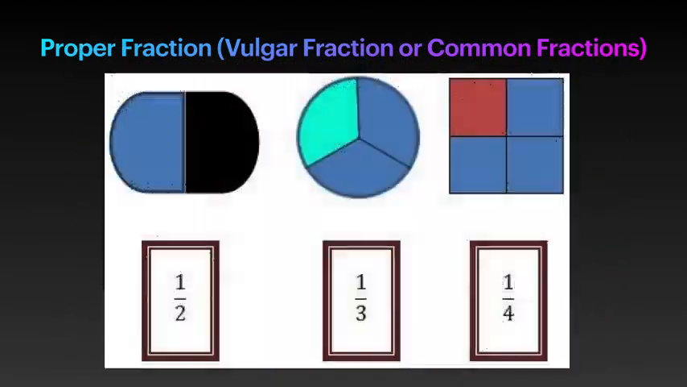Our fifth type of fraction is proper fractions. As you see on the screen, we call them vulgar fractions or common fractions. Please look at each fraction carefully. You can notice the numerator is less than the denominator. So we can make a statement as follows: when a fraction's numerator is less than the denominator, it is a proper fraction.